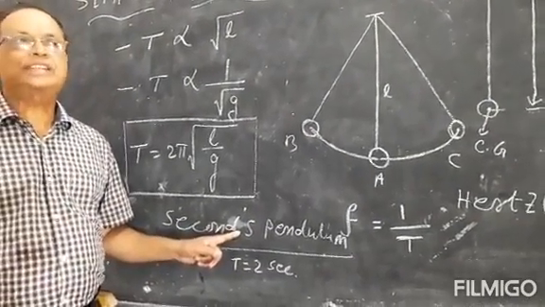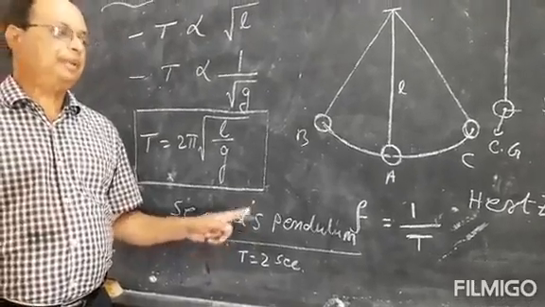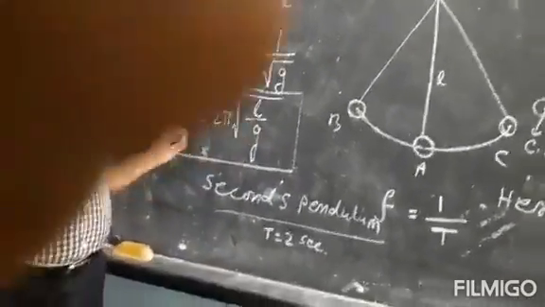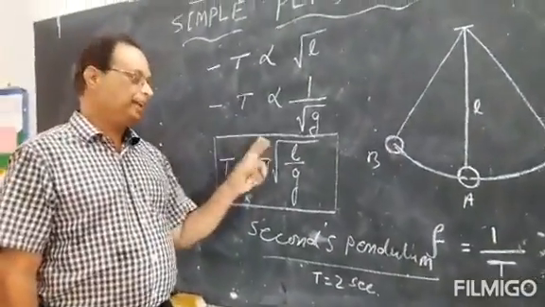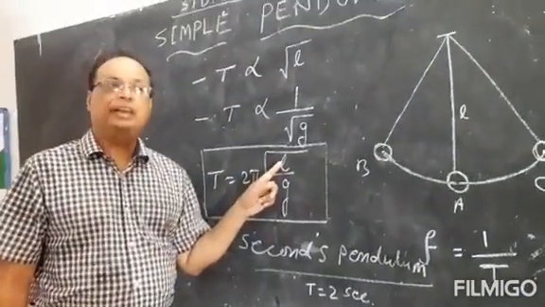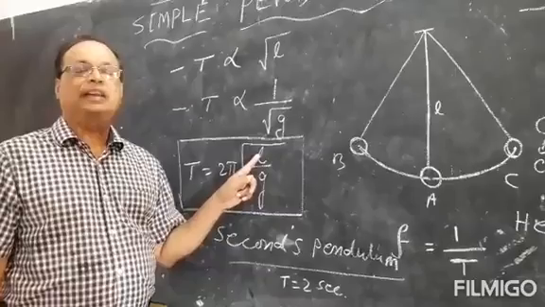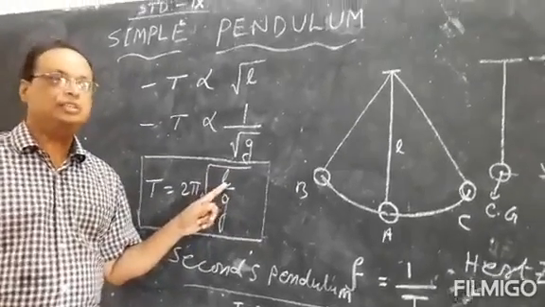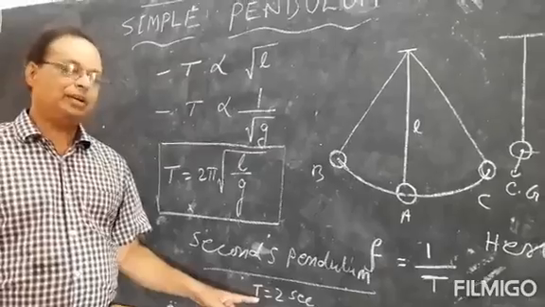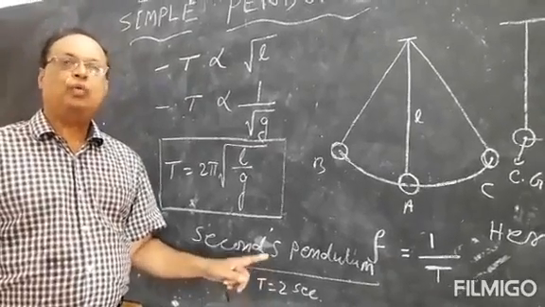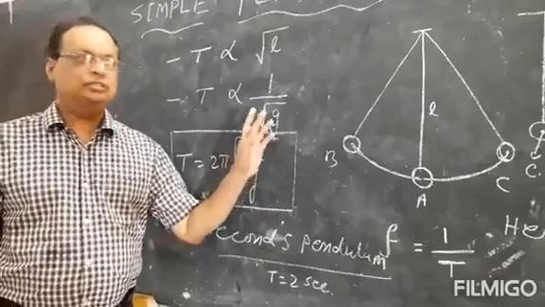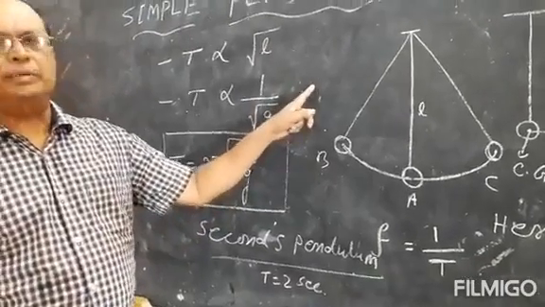That is 100 centimeter. If you take g value 9.8 and T equal to 2 and calculate L, it will come 99.9 something. So around 100 centimeter, that is 1 meter. The length of the seconds pendulum is approximately 1 meter. Clear? Understood, children?